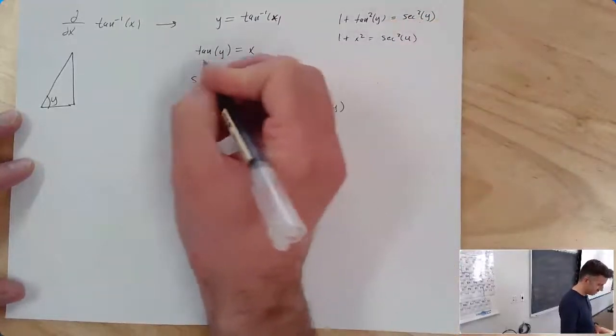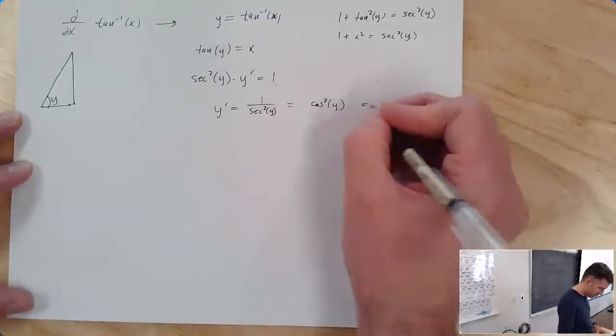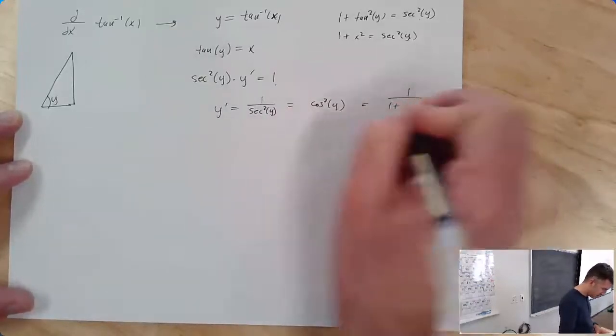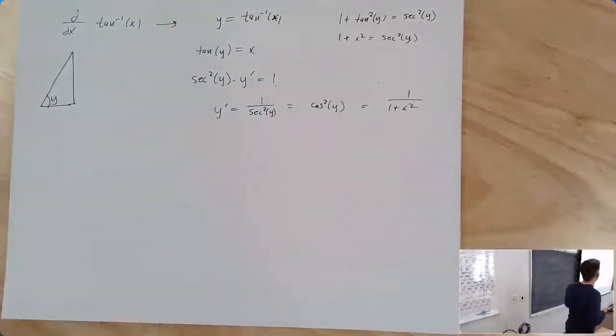Because we've said tangent of y is equal to x, you could totally say, oh, secant squared of y is just going to be 1 plus x squared. Totally works. But that's not what people usually do, because people just don't like to do it that way.